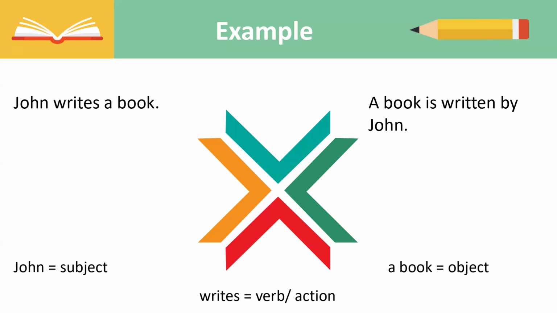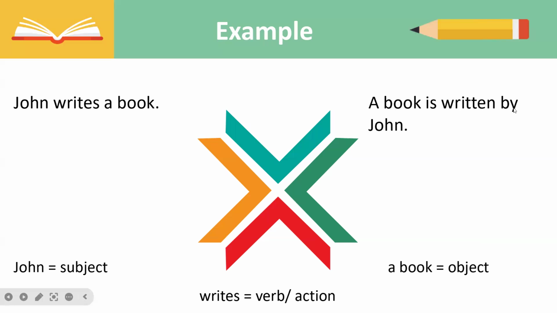So a book, it is singular, it is third person, so we have to use is. Our main verb is writes, okay? To write is a verb, so we have to put the verb to write in the past participle, which is irregular, so it becomes written. A book is written. That's the structure of the passive voice.